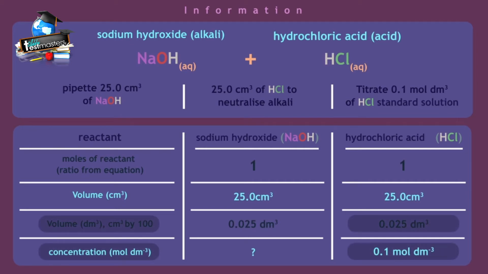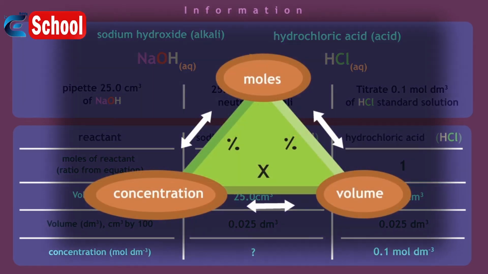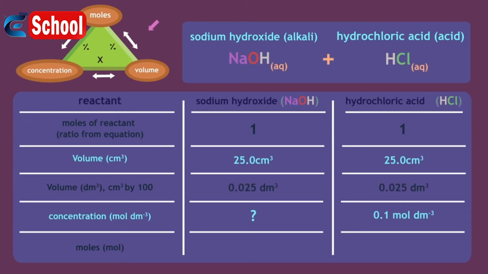You know the concentration and the volume of the acid used to neutralise the sodium hydroxide. This is 0.1 molar hydrochloric acid and 0.025 decimetre cubed. The next step is to use the formula triangle to calculate the number of moles. Add this as a row to your table. Use the formula triangle and calculate the number of moles. Pause the video and continue when ready.